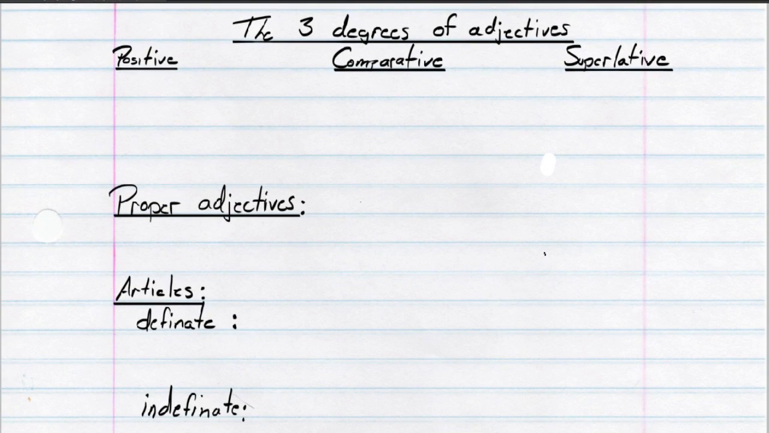Under the 3 degrees of adjectives, please write down these 3 words and try to match the spacing on my page. Over on the left-hand side, the word positive. Go ahead and underline it as well. Just about in the middle, between the 2 margins, put down the word comparative, C-O-M-P-A-R-A-T-I-V-E, and underline that as well, comparative.